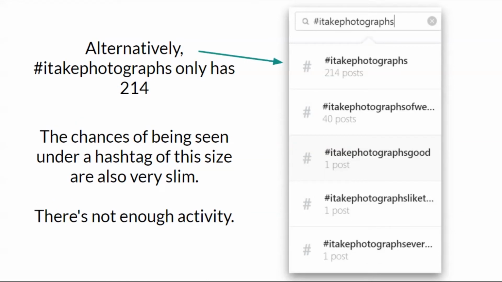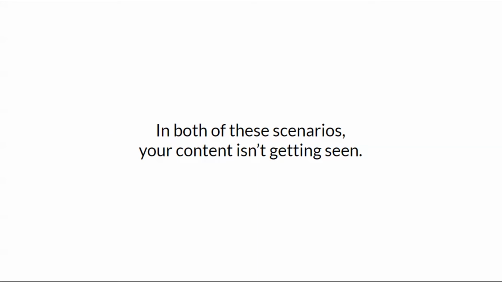Now let's look at the other side of the coin. Alternatively, hashtag #ITakePhotographs only has 214 posts. This has the opposite problem. The chances of being seen under a hashtag of this size are also very slim because there's just not enough activity. No one is checking or searching for that hashtag. In both of these scenarios, your content isn't getting seen.